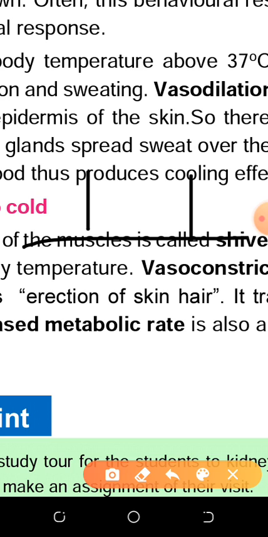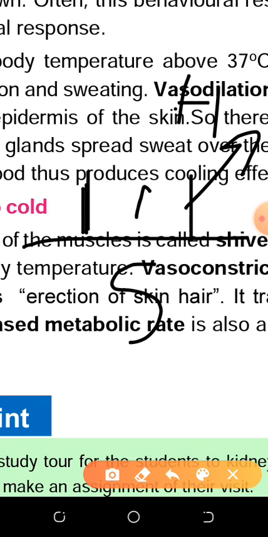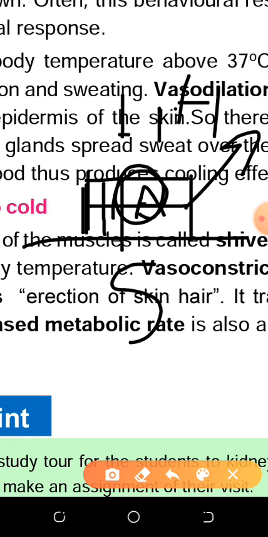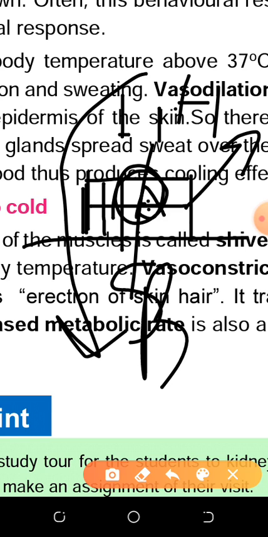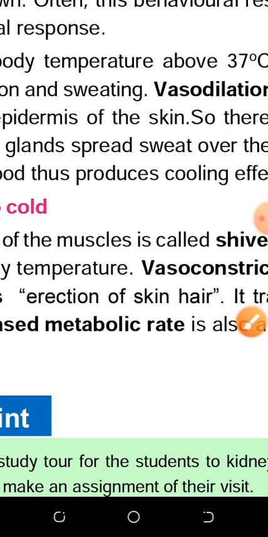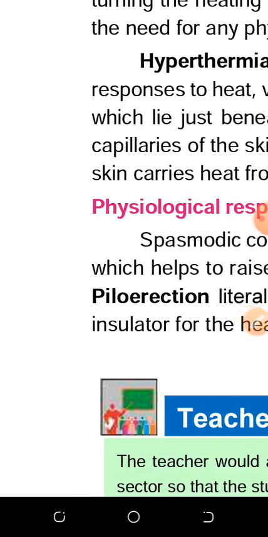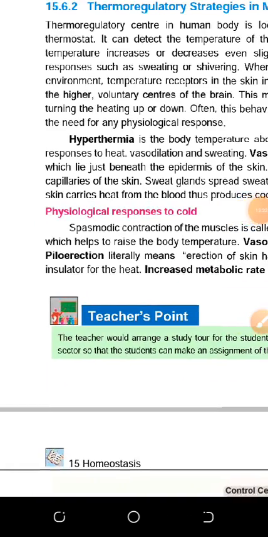Clear? This is skin. These are hairs. This is the air trapped here. When air is trapped here, this air thickness will prevent the heat. So this layer becomes an insulator for the body. Heat cannot come from outside to inside, because this layer will stop it. Amazing. When the hairs erect, the air will be trapped, and the air will become the blanket and insulation for the heat. Amazing. That is pyloerection. So these are the informations I have to give you.